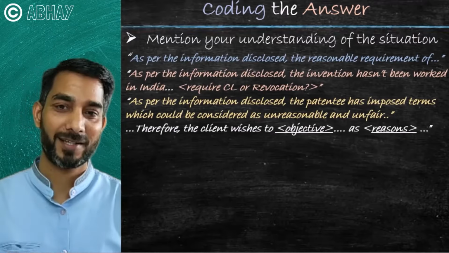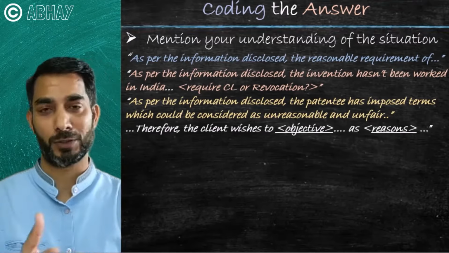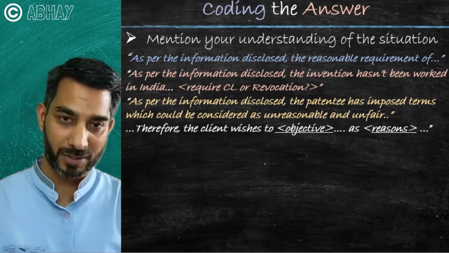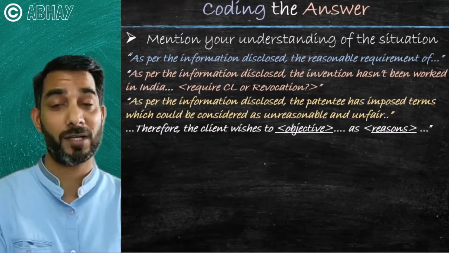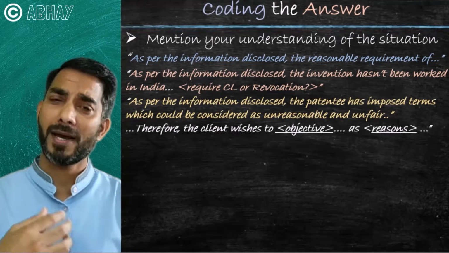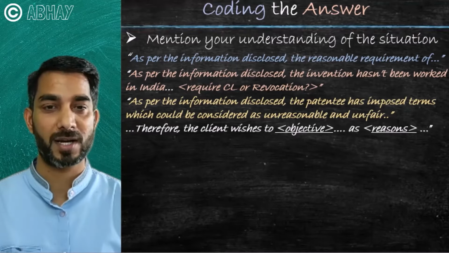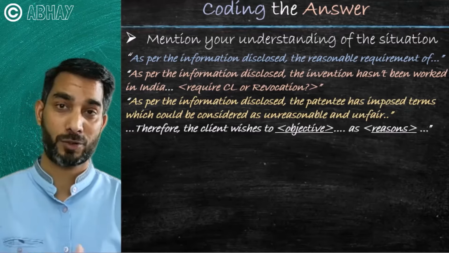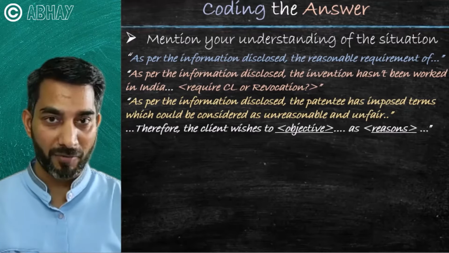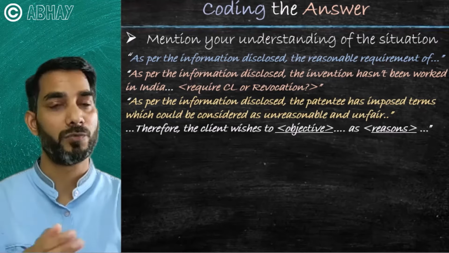Here it is. As per the information disclosed, the reasonable requirement of the public is not met, or the invention hasn't been worked in India, therefore it requires compulsory license or revocation of the patent. Or the patentee has imposed terms which could be considered unreasonable and unfair. Therefore, the client wishes to pursue one of the objectives or grounds that you identified.